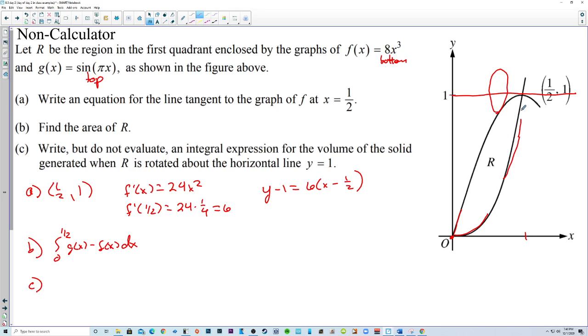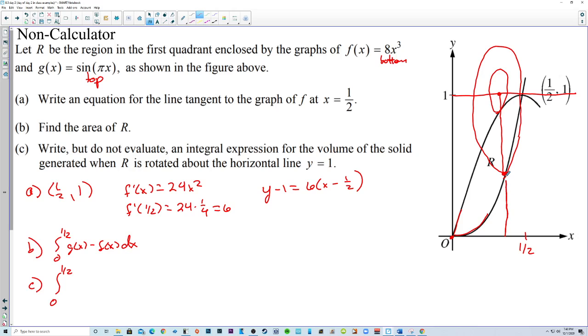And we end up with this washer. So we have big circle minus little circle. Now we're integrating from 0 to 1/2 because these circles are stacking up. They're vertical. The circles are vertical. They're stacking up along the x-axis from 0 to 1/2. And so now we need the big radius. So the big radius goes from the curve, the bottom curve, to this line. So it's not up against the x-axis. It's kind of out here in space.